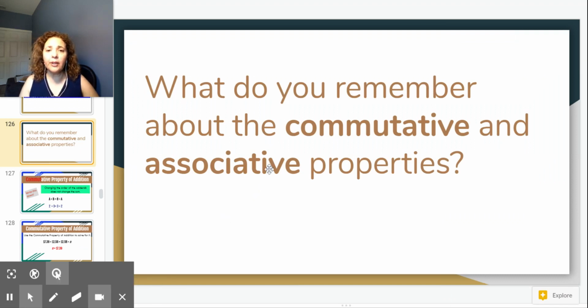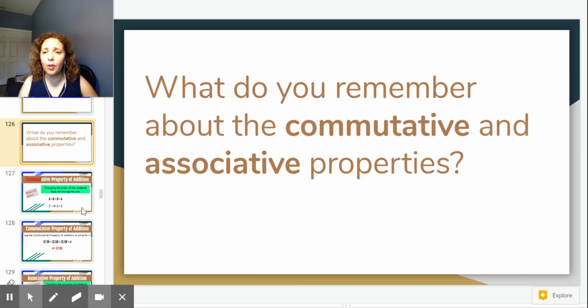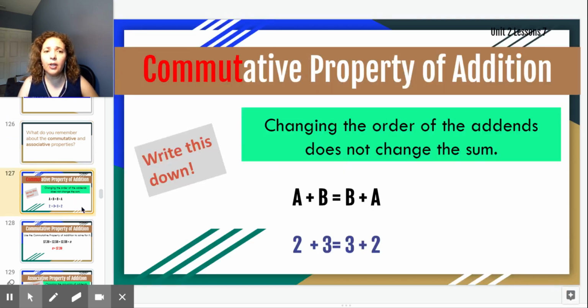Okay, so a couple of the math properties are the commutative property and the associative properties. So let's start by talking about the commutative property of addition. Write this one down. I like to think of it as commutative, commuting, change. So what do you do when you commute? You move around from place to place.